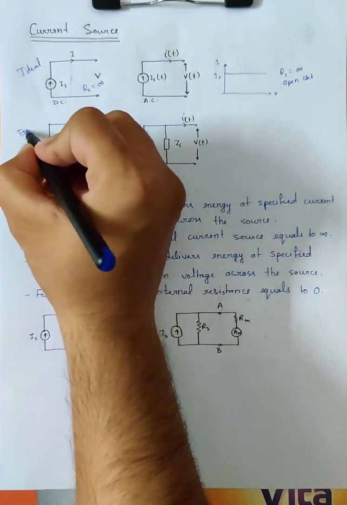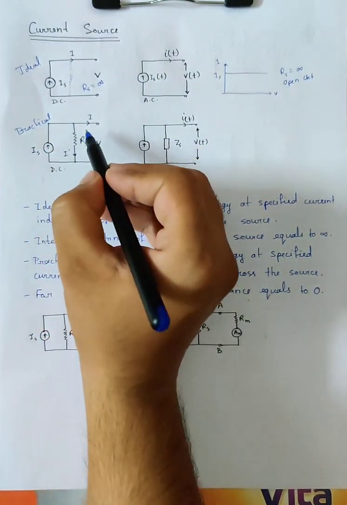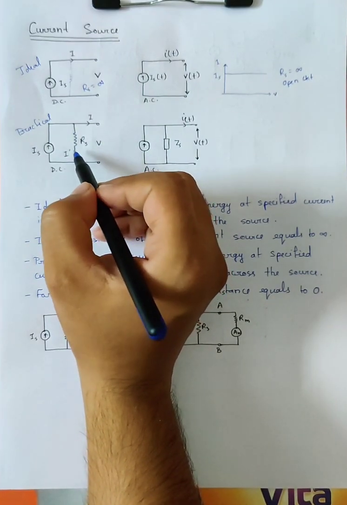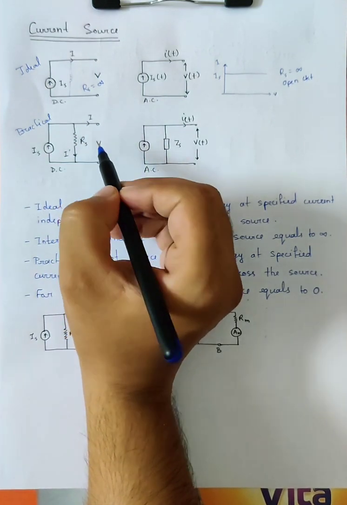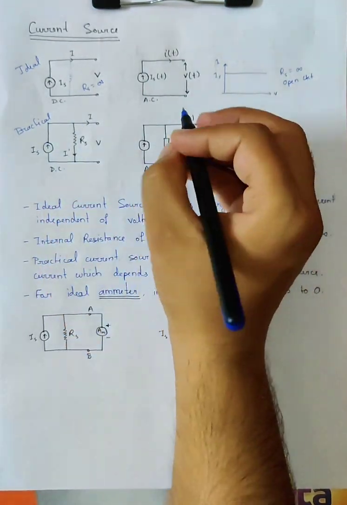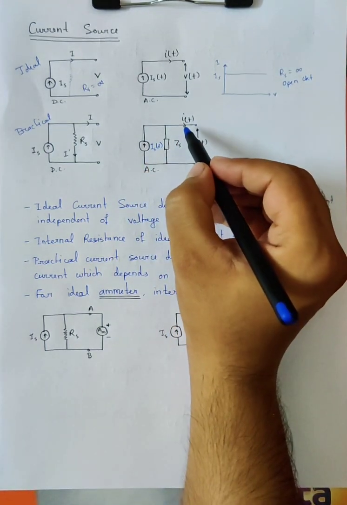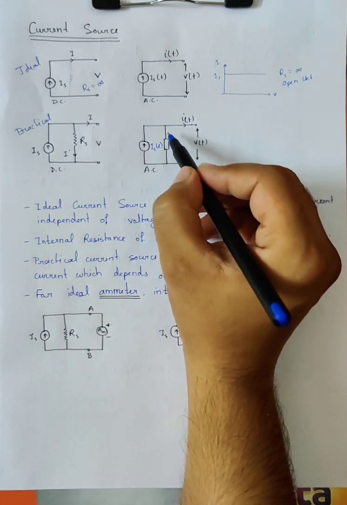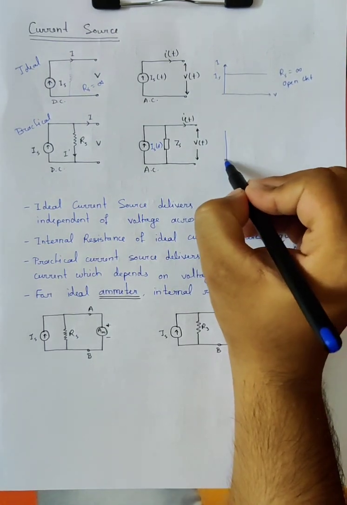For a practical current source, this is IS and the source resistance RS is in parallel, which is drawing current I dash, and the remaining current I is going towards the load. The terminal voltage is V. This is a DC circuit. For an AC circuit, the current source is IST, delivering current IT, the terminal voltage is VT, and the source impedance ZS is connected in parallel with IST. The characteristics will be like this.